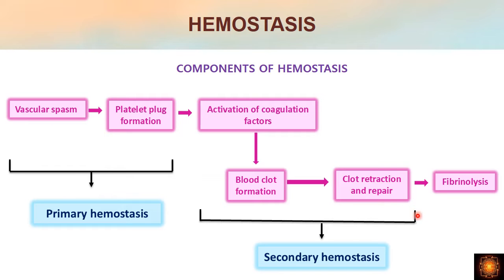So from the activation of the coagulation factors till the clot retraction and the repair, it is called secondary hemostasis. Primary hemostasis is just up to the platelet plug formation. Later on, formation of a complete blood clot and the clot retraction comes under secondary hemostasis. Now once the clot is formed, it again undergoes degradation by the process of fibrinolysis. Now we'll see each step, how it occurs.